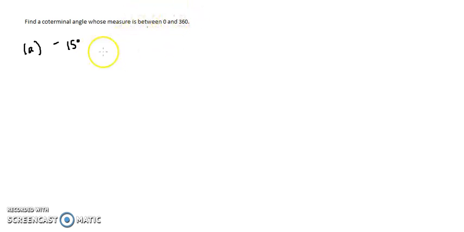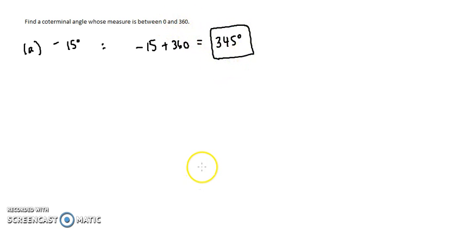Well, to get between 0 and 360, obviously we need to add, because this is negative. So let's add 360 to this. Okay, so we're actually going to add, and we're going to get 345. Okay, so is 345 between 0 and 360? Yes, it is. So there's our answer. Okay, let's try another one.